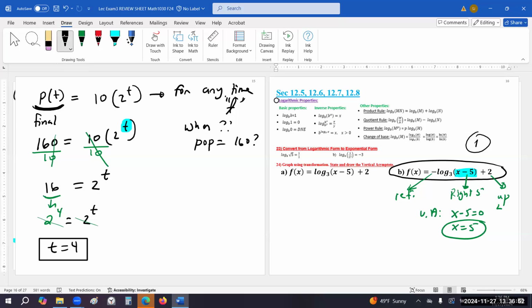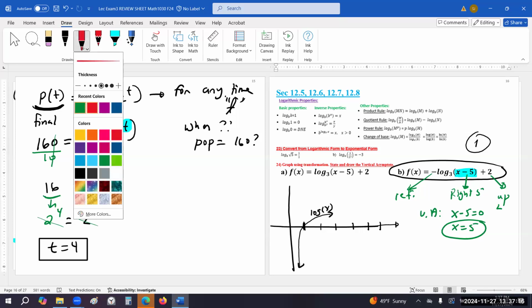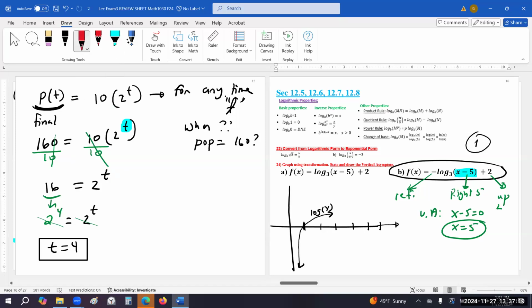So let me draw it on the left. 1, 2, 3, 4, 5, 6. The normal log has this shape. Log x goes to the x value 1. Now for the transformation, we cannot cross the line x equals 5. So this is 1, 2, 3, 4, 5. This is the line that we cannot cross. This is our wall for the transformation.